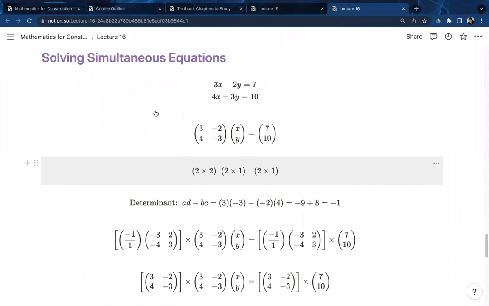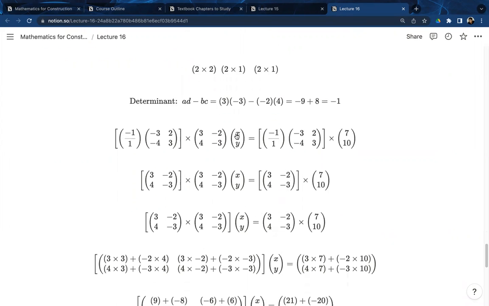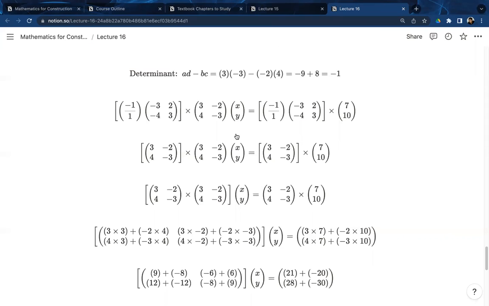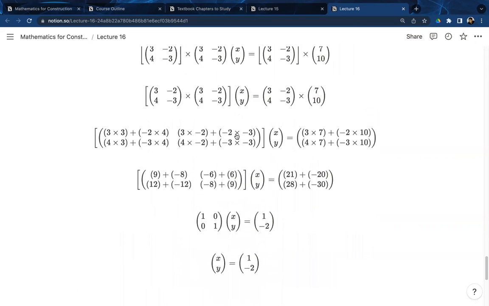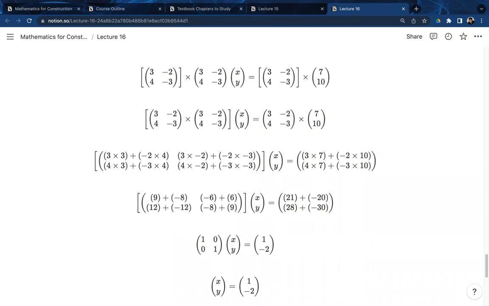This is how you take a simultaneous equation. Make sure it's the same format, x y, x y, right? Because you're multiplying by a column vector here, x y. But the level of mathematics here is not sophisticated. It's basically subtraction, addition, and multiplication. And you get your answer. I hope this makes sense.